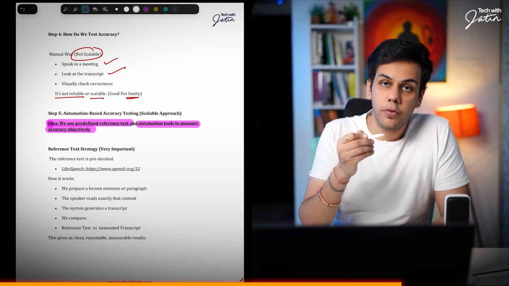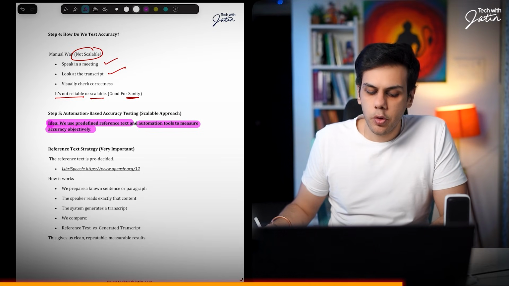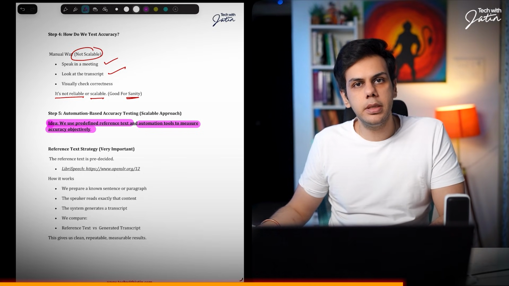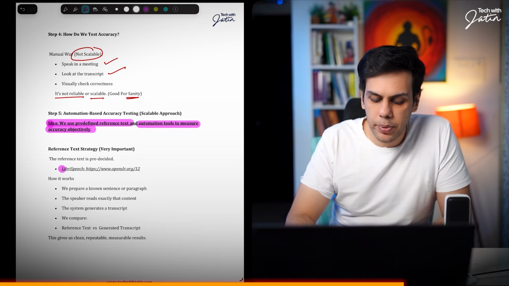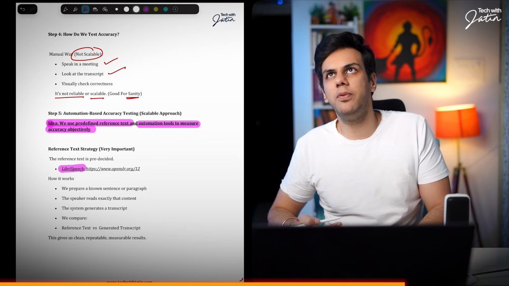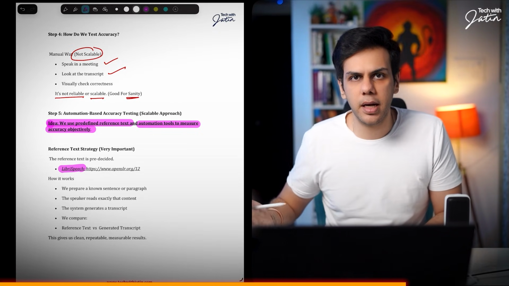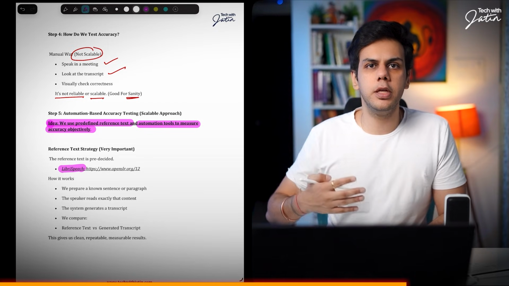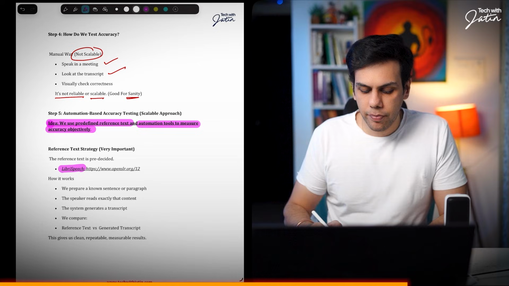Now, from where will we be getting this reference text? There are various libraries. I have kept one library name for you guys over here, which is LibriSpeech. LibriSpeech is going to have thousands of English paragraphs that are commonly used for checking the STT tools. How does it work?